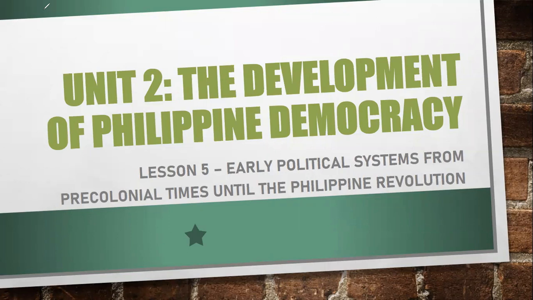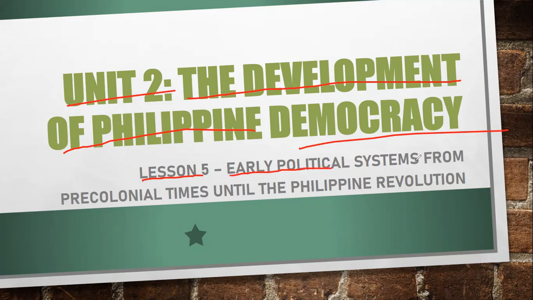Now, let's have our next lesson. Last week we learned and reviewed lessons 1 to 4 for our Philippine politics. Now, let's go to lesson number 5. This is part of Unit 2, the development of the Philippine democracy. And we are now in lesson number 5: early political systems from pre-colonial times until the Philippine Revolution.